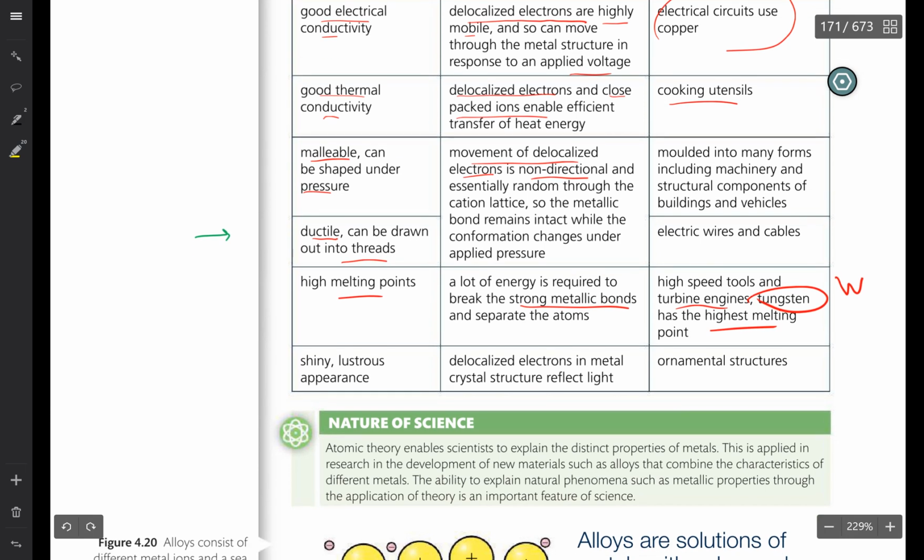Metals are shiny and lustrous. This is because of these delocalized electrons. They can reflect the light, so they use metal in ornamental structures for decoration.